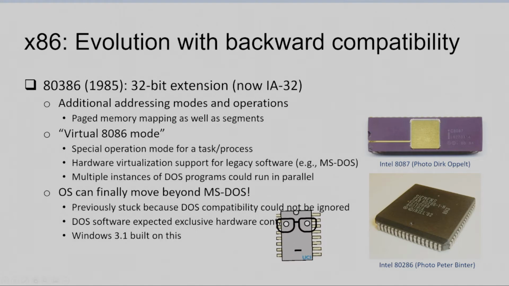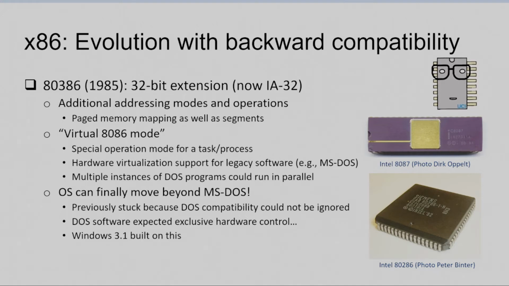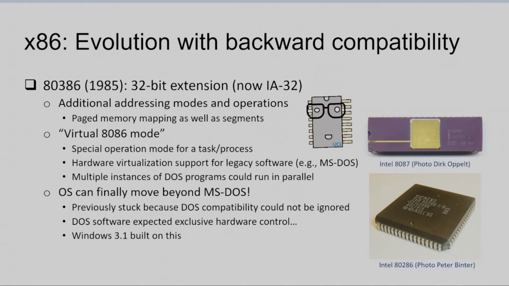And this continues. One of the big events in Intel CPU history was the introduction of the 80386. It was a 32-bit extension to the previous line of CPUs. The extension is called IA-32, and this is the ISA we target when we compile to 32-bit x86. It introduced many additional addressing modes and operations, and paged memory, which is a much saner way of implementing memory management, on top of segments. We may get into that later; it's not important right now.